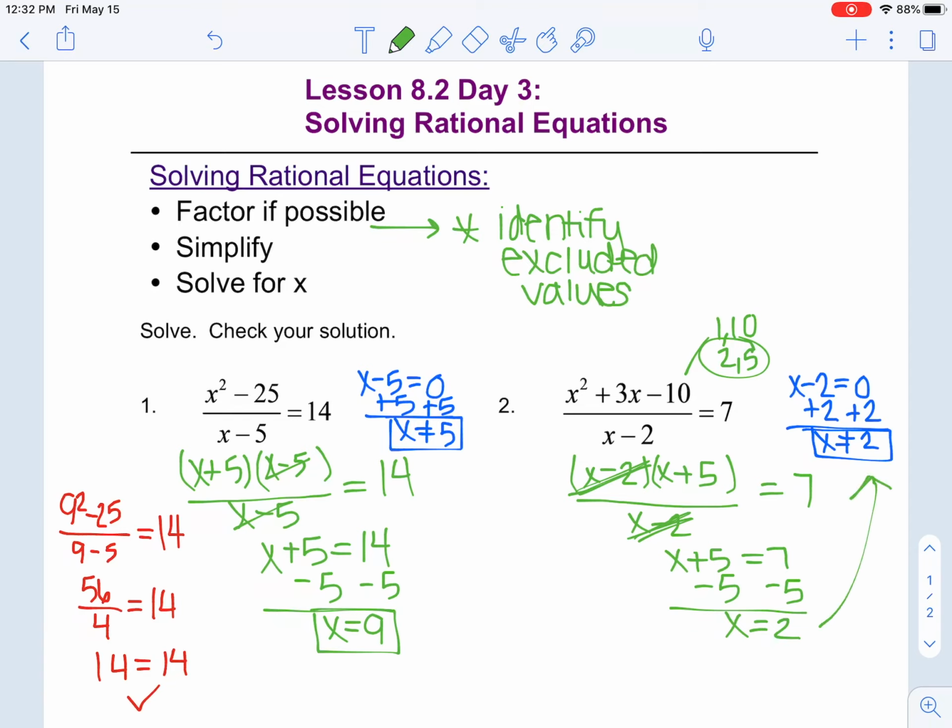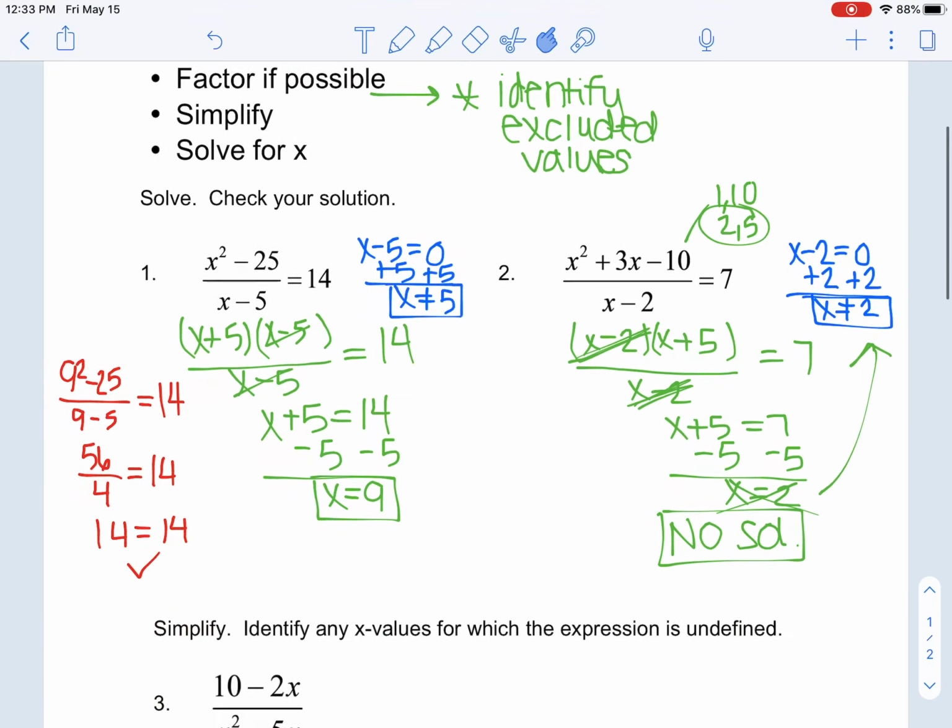But remember to check back up here. We just said that x cannot equal 2. That was our excluded value. So that means that this is not a solution. We have no solution for this problem. So since we don't have a solution, we do not need to plug anything back in because we know it won't work already because we already found our excluded values.